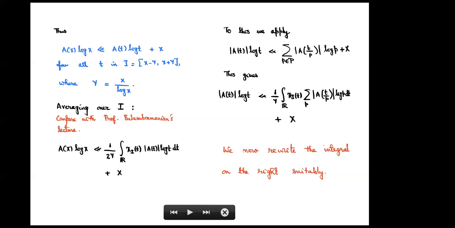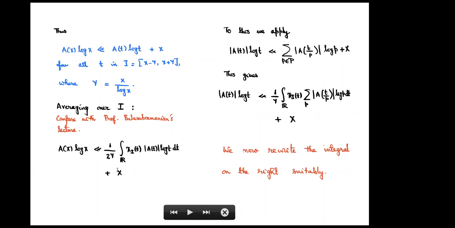Is this 1 over 2 power y or just 1 over y? 1 by 2y, 2 times y. The length. Okay, 2 times y. It's the length of the interval I, which is x minus y to x plus y. So the length is 2y, and therefore it's 1 by 2y.